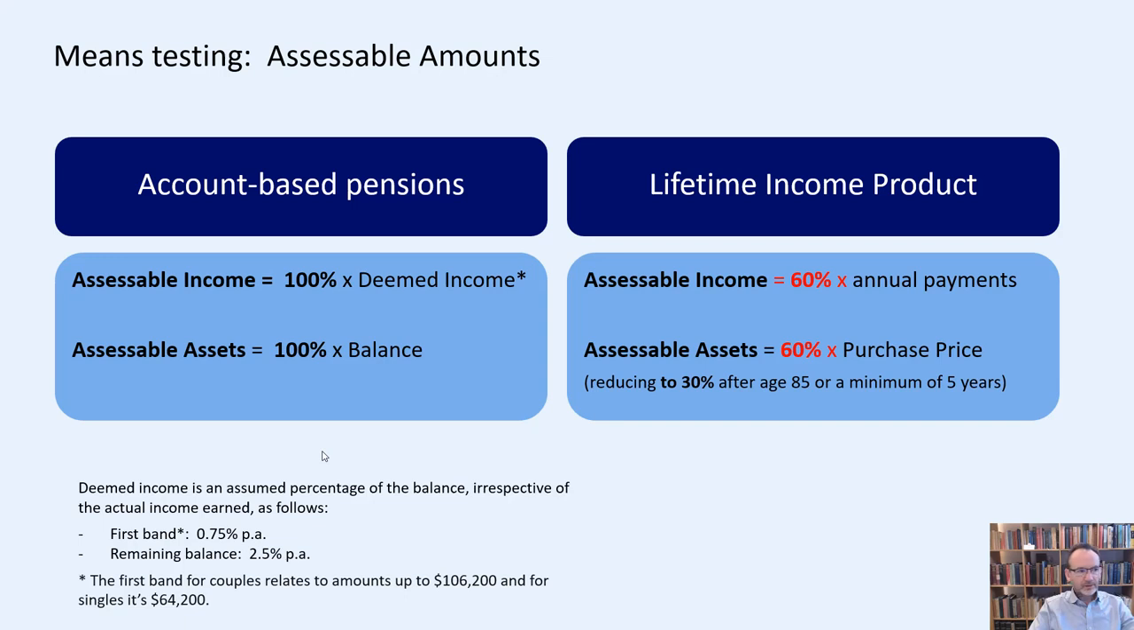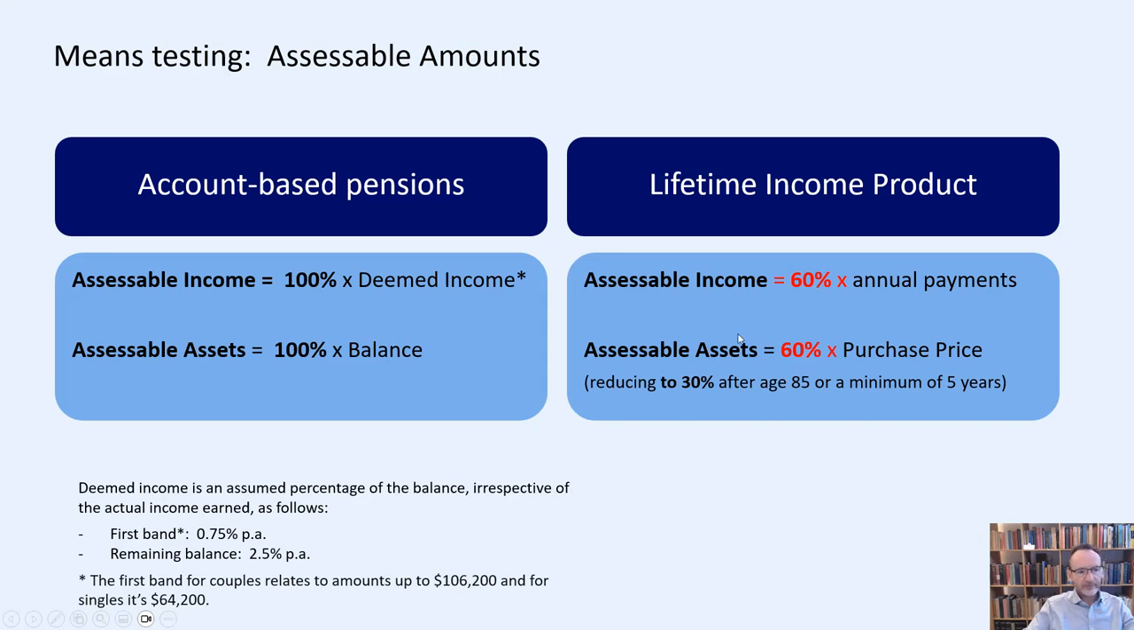In terms of how the two product types compare in the way they're assessed for the age pension, it is as follows. For an account-based pension, the assessable income is 100% of your deemed income, and the assessable assets is just whatever the balance is. Deemed income is an assumed percentage of the balance, irrespective of what actual income that account-based pension earns. It's in bands. For the first band, the assumed income is only 0.75% per annum, and for the remaining balance, the assumed income is 2.5% per annum.